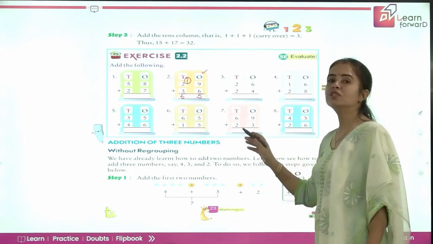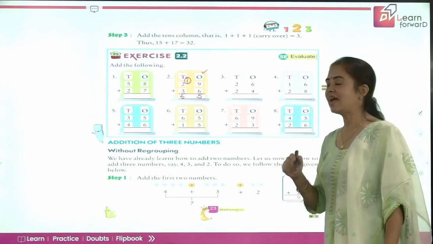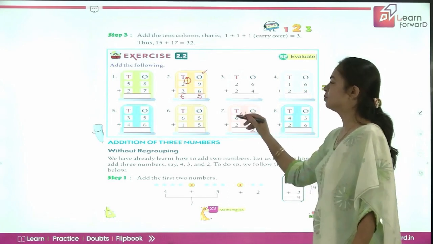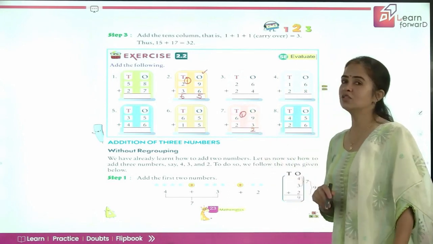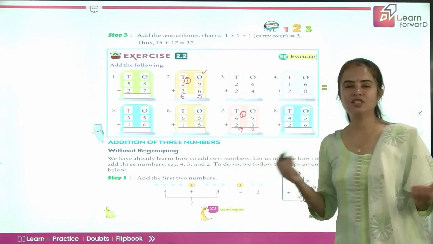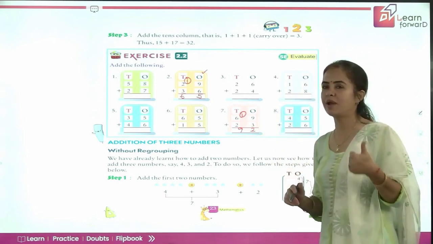69 plus 23. So we'll start from exactly 9 plus 3 is 12. 2 carry 1. 6 plus 1 is 7 plus 2 is 9. So that's your brilliant answer. 92 is the sum here. So rest of the parts, do it yourself to practice them.